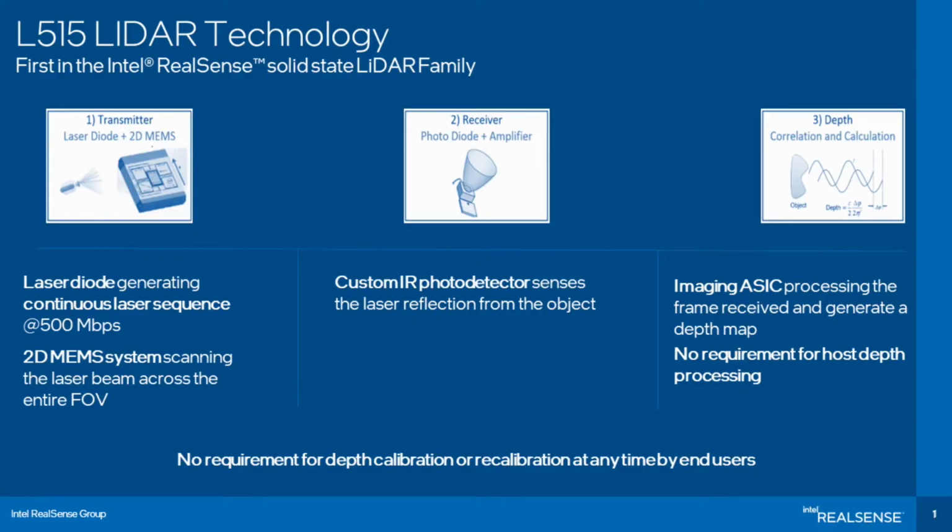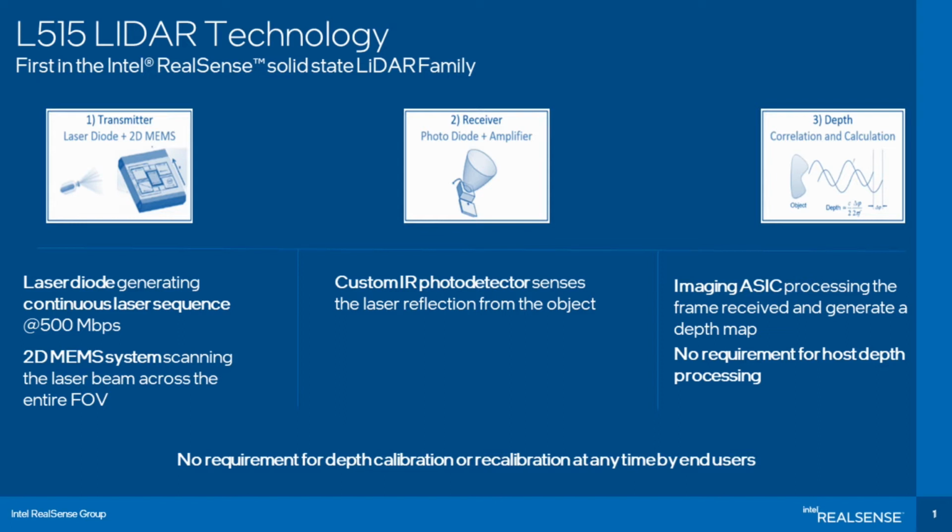Intel RealSense LiDAR L515 is composed of three major technology blocks. The transmitter block is a laser diode and 2D MEMS mirror. The mirror directs the laser in a pattern that covers the entire field of view. The receiver block includes a single photodiode and amplifier.